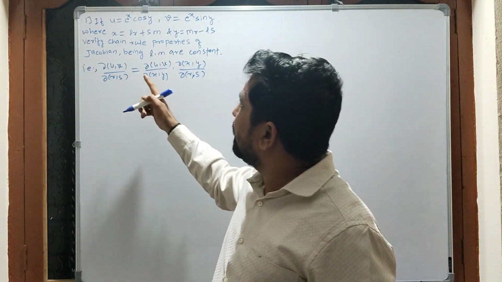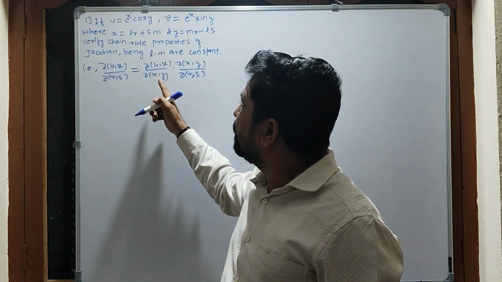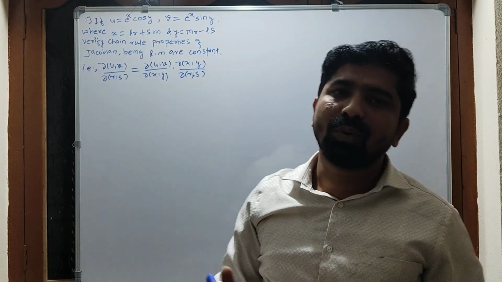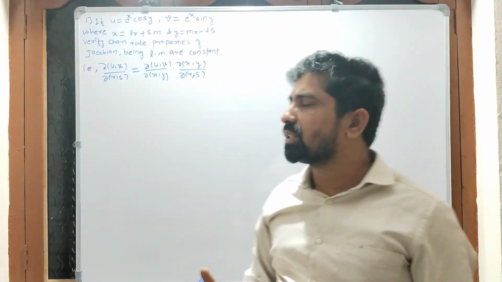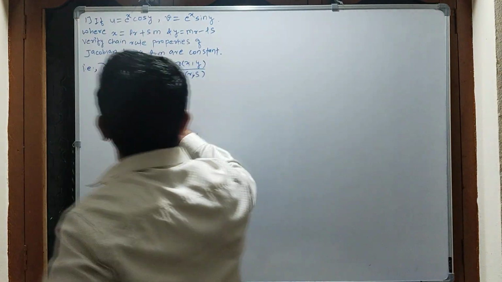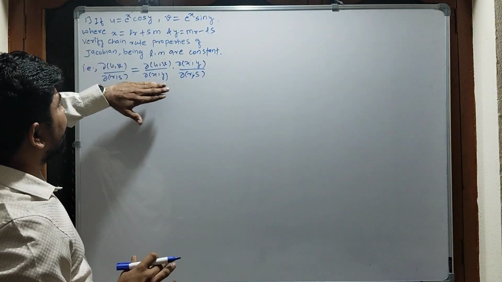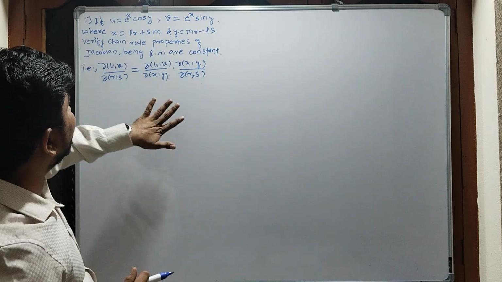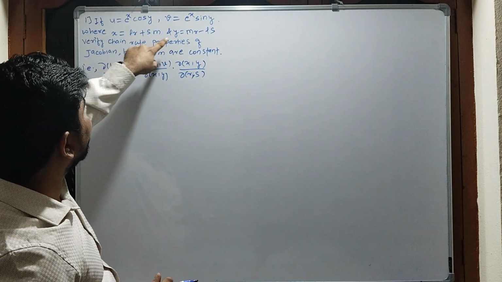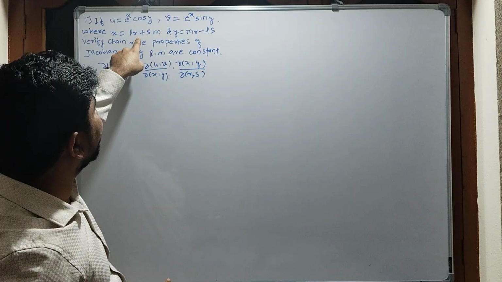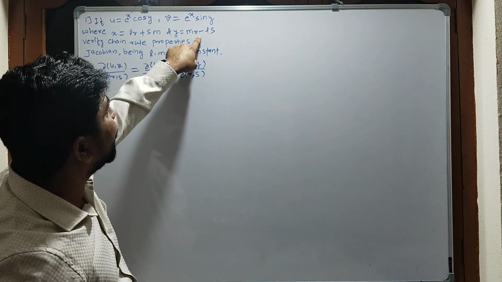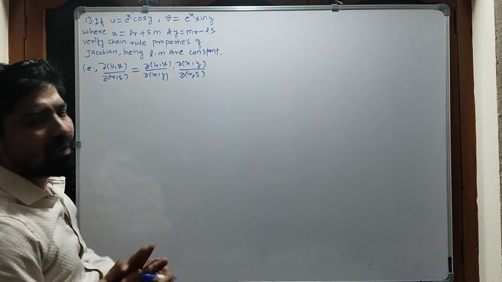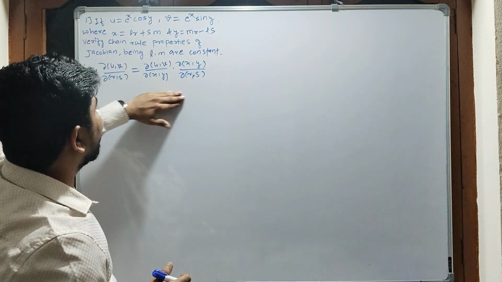So first find the Jacobian of u comma v with respect to x comma y, because u and v are already given as functions of the variables x and y. In the same way, x and y are defined in terms of the variables r and s. So we can find the Jacobian of x comma y with respect to r comma s. After that, first find the right hand side.